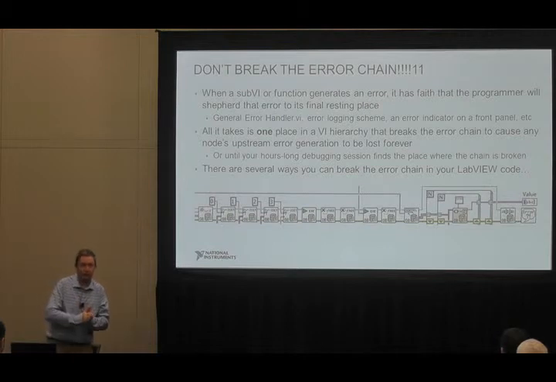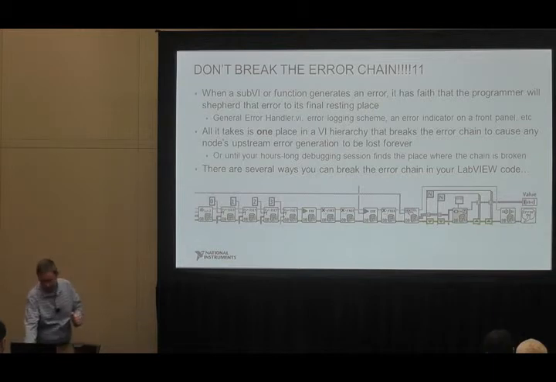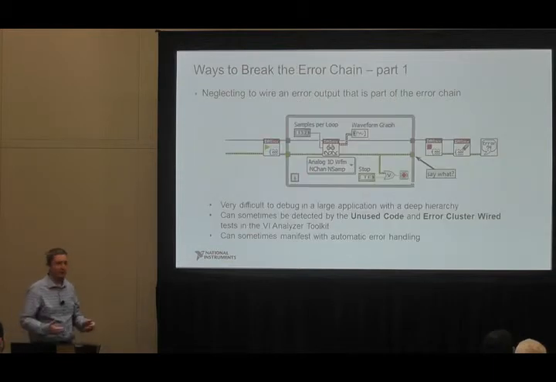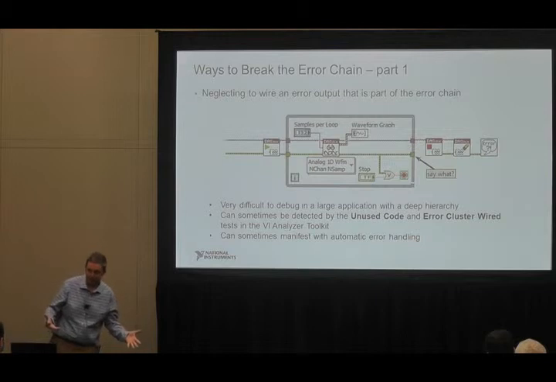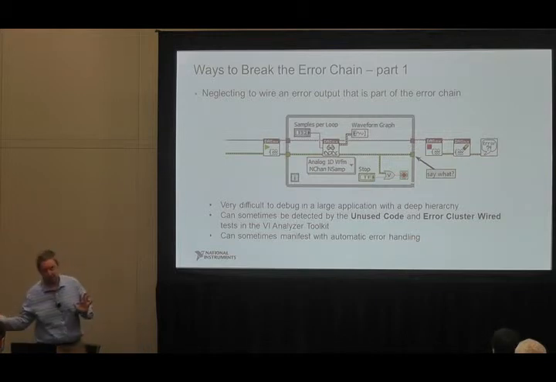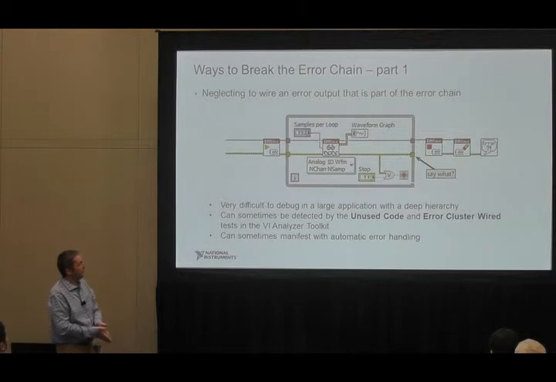I'm going to go through the different ways that we can break the error chain and how we can try to avoid it. The first way that we can break the error chain is the most obvious way, which is not wiring the error through things. Okay? So here's some code that's doing some DAC. We can look at this diagram and very easily see where the error chain is broken.